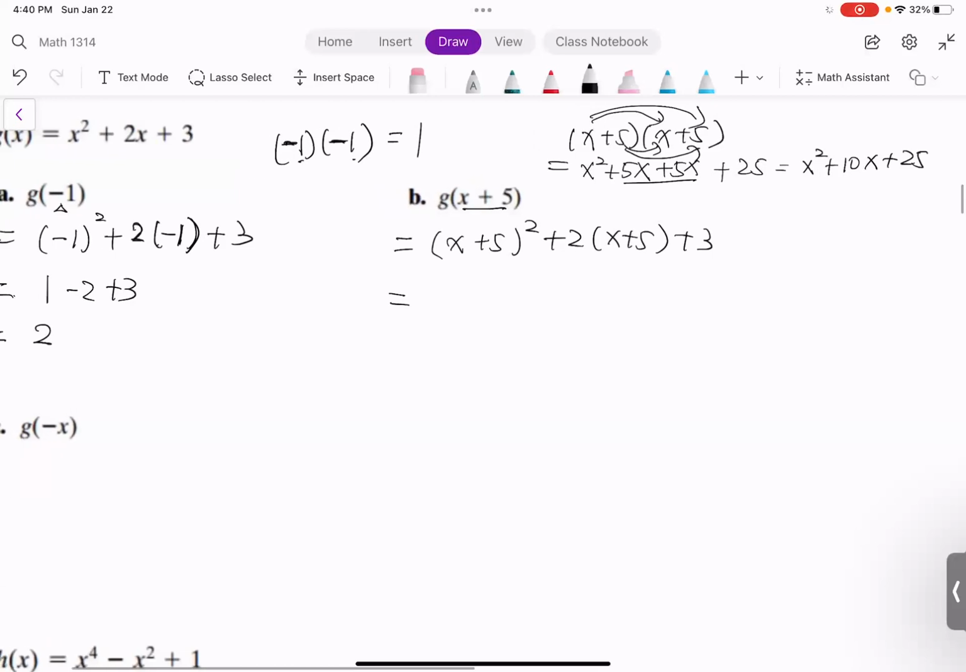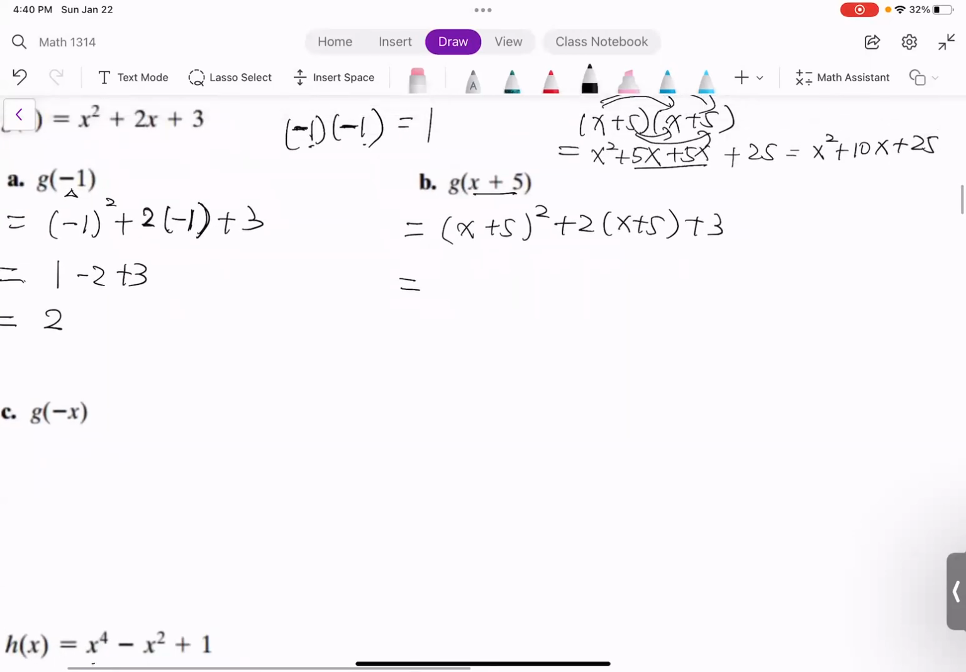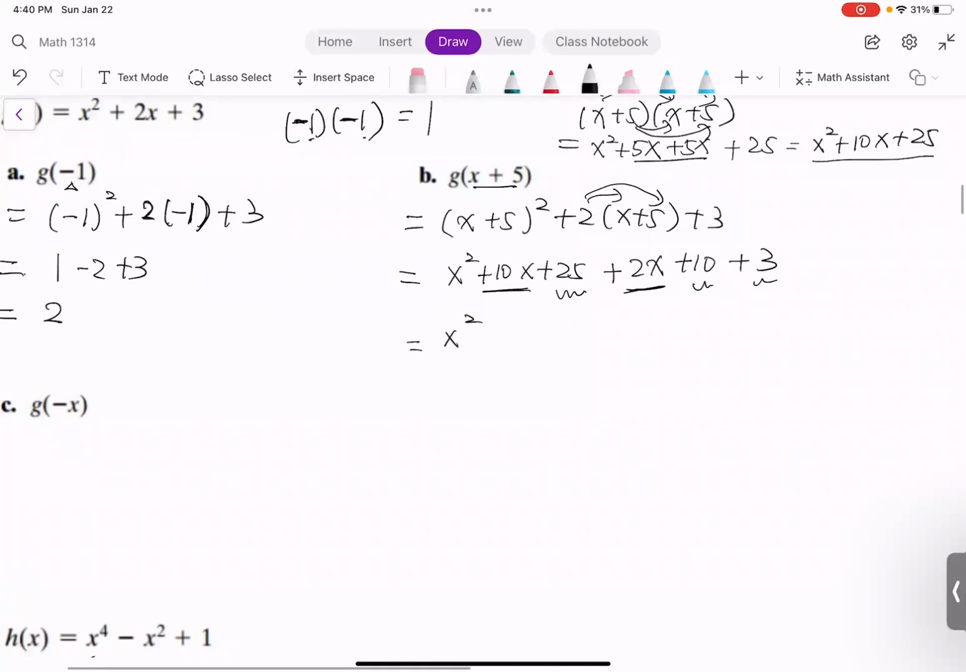Okay, let's come back to the question. x plus 5 squared. So we already solved that. That's x squared plus 10x plus 25. And here we also need to distribute the 2 in the parentheses. We have 2x plus 10 plus 3. Combine the like terms. So these are the like terms, and these are the like terms. That's x squared. 10x plus 2x is 12x. And 25 plus 10 is 35, plus 3 is 38.